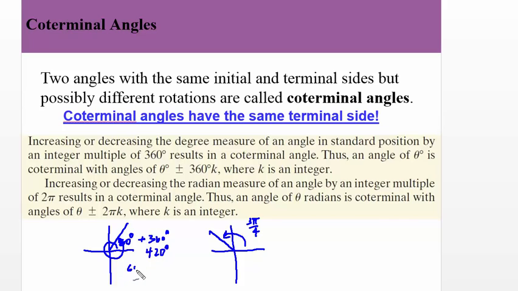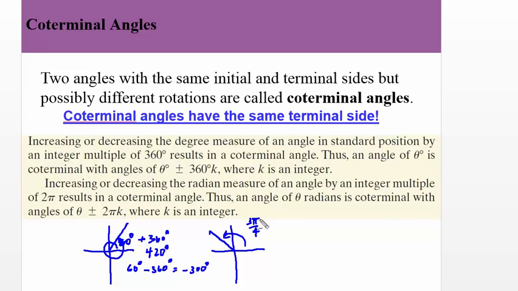And if you took that 60 degrees and subtracted 360, you would be at -300 degrees, wrapping back around this way. All right, so there are infinitely many coterminal angles to a given angle in trig.